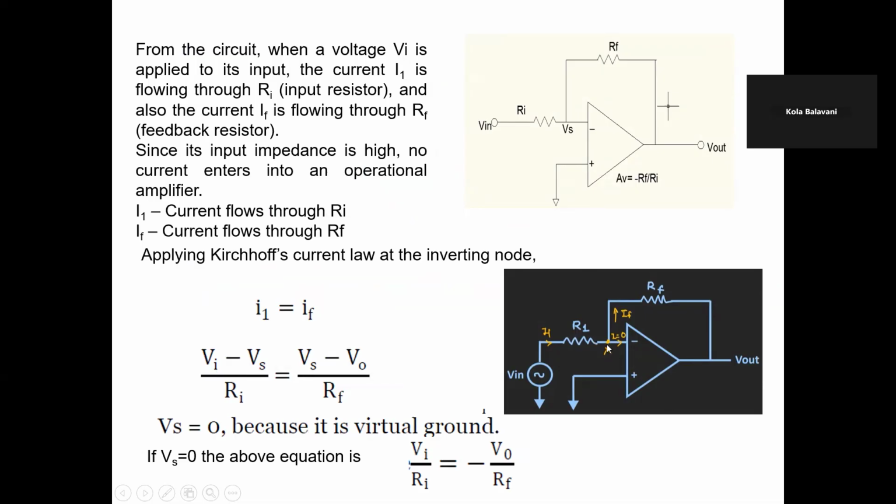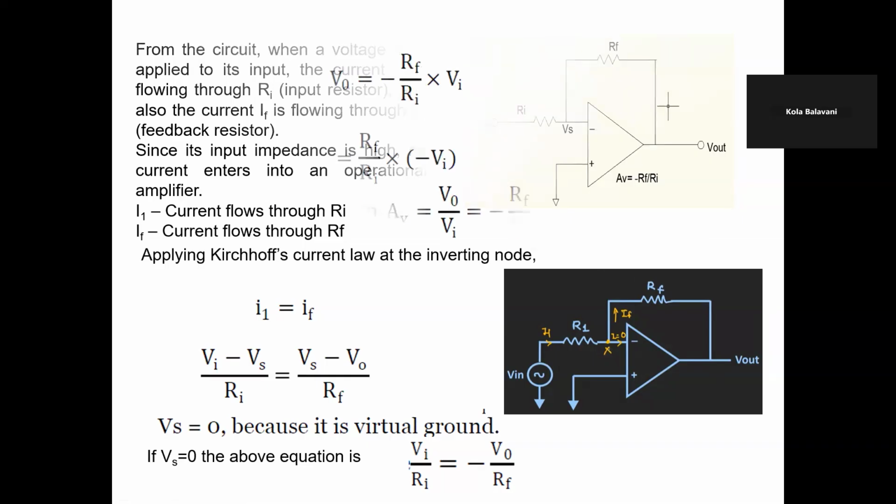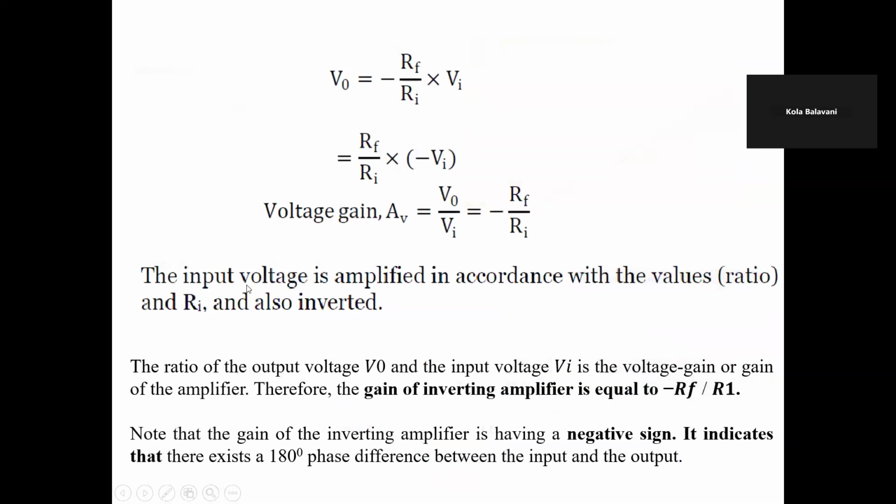But what is the value of Vs? The Vs value is 0, because by following the virtual earth concept, the non-inverting terminal is connected to the ground. Due to this, the value at the non-inverting terminal is 0, and the same voltage is also present here. So Vs equals 0. Putting Vs equal to 0 in the above equation, Vi by R1 equals minus V naught by Rf. So finally V naught equals minus Rf by R1 into Vi.